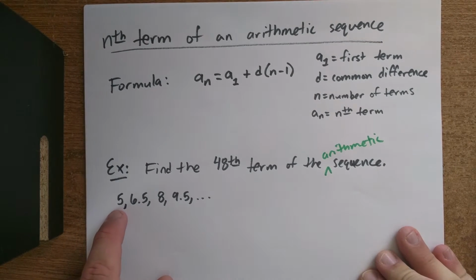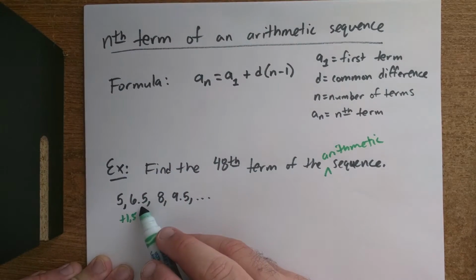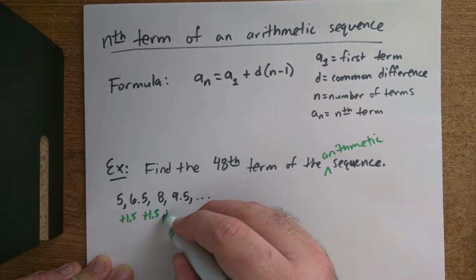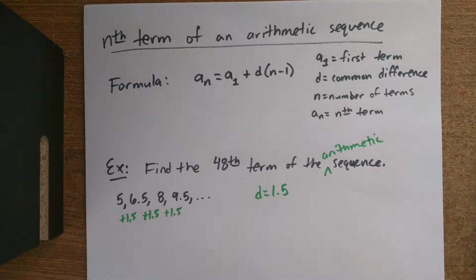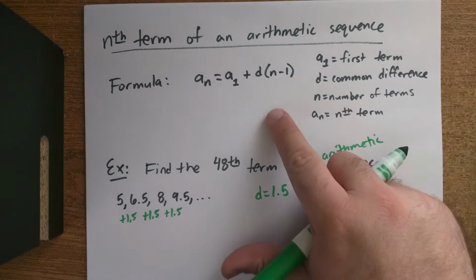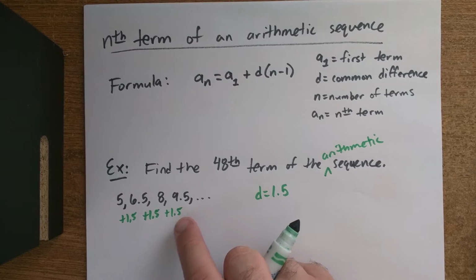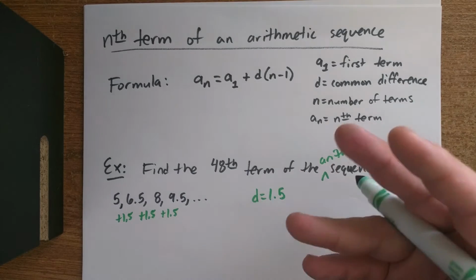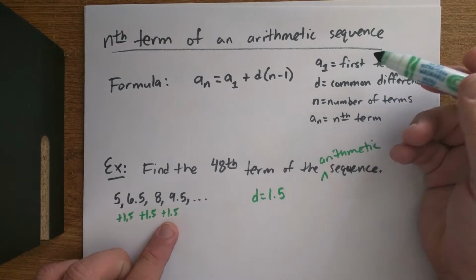Well, if you look here, what does it take to get from 5 to 6.5? You would have to add 1.5. Is that true here? Yes. 6.5 plus 1.5 is 8. Is that true from here to here? Yes. So it looks like our d value is 1.5. Now you might be thinking, why do I need a formula to find the 48th term, the 48th number in this list? Can't I just keep adding 1.5? Well, you could, but we need to practice the formula. That's the point of doing this section. So again, you could add 1.5 that many times to find the 48th number in the list, but we want to use that formula.